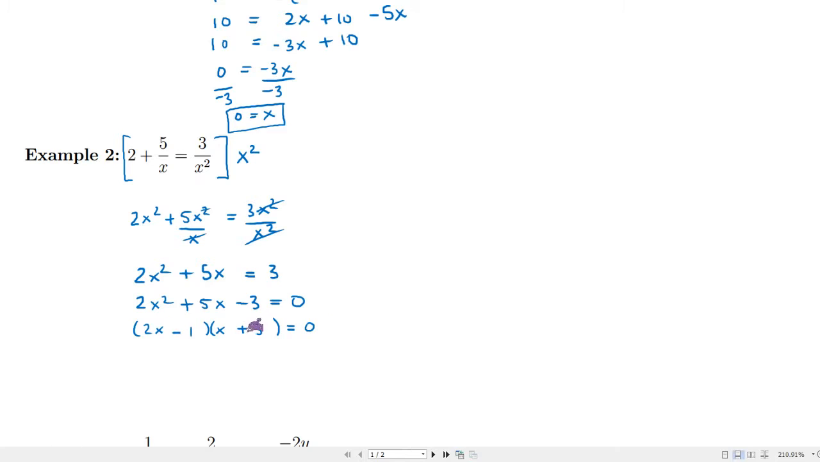And so this is factored, and remember when you have multiplication of factored terms equals 0, the property of 0 says that one of those must be 0. Either 2x minus 1 is 0 or x plus 3 is 0. And solving this, we have 2x equals 1, so dividing by 2, x is 1/2, or x is minus 3.